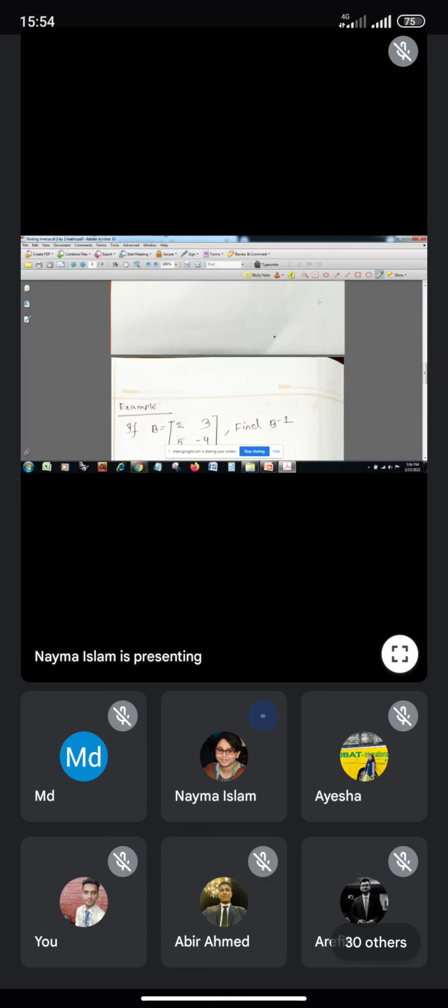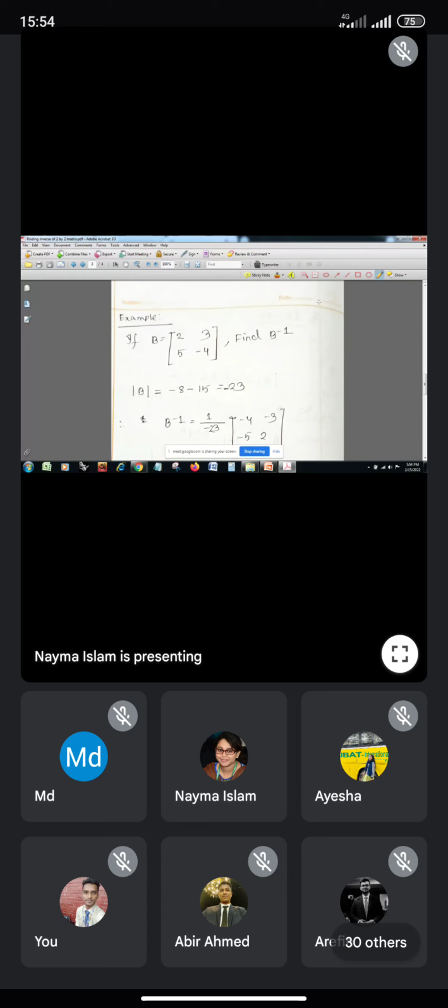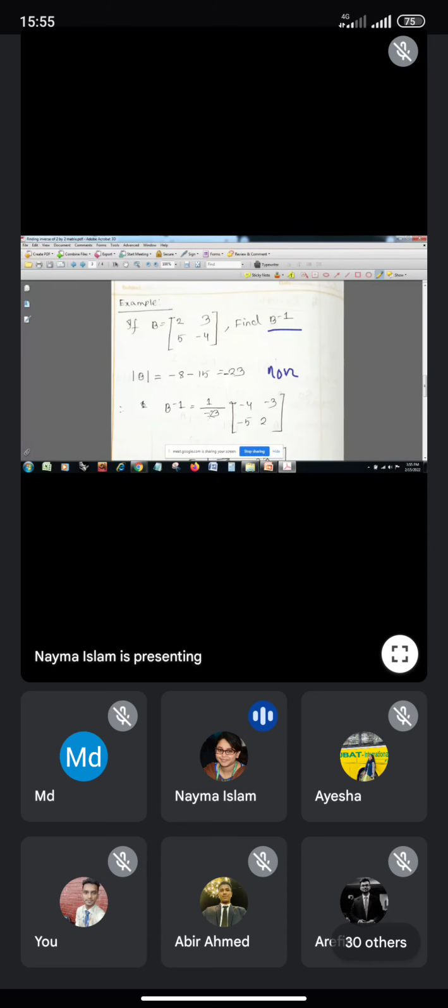Okay, I'm showing you another example. Look here. B is equal to 2, 3, 5, minus 4. You have to find B inverse. Determinant of B is minus 8 minus 15, that is minus 23. This is our determinant, so it is obviously non-singular and also invertible. Now what is B inverse? B inverse is 1 by determinant B, adjoint B.